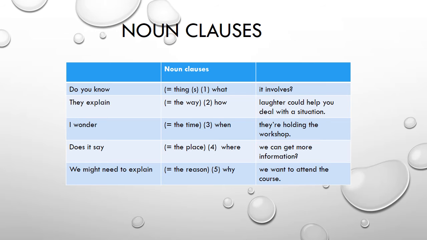Here we have a table of some examples to see much better how they work. The first one says, do you know, and in this case it is referring to a thing, like in the example you see, and we are going to use the word what, and the sentence says, do you know what it involves? As you see, it is a question in this case.